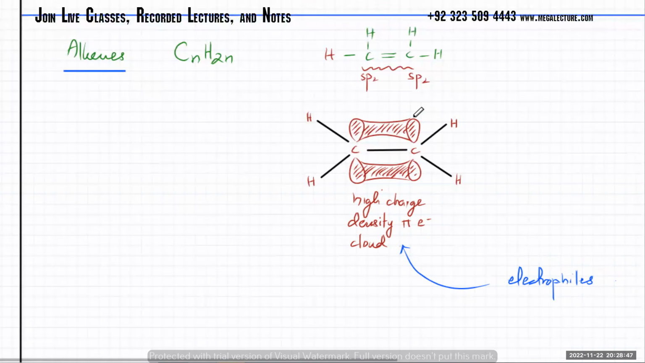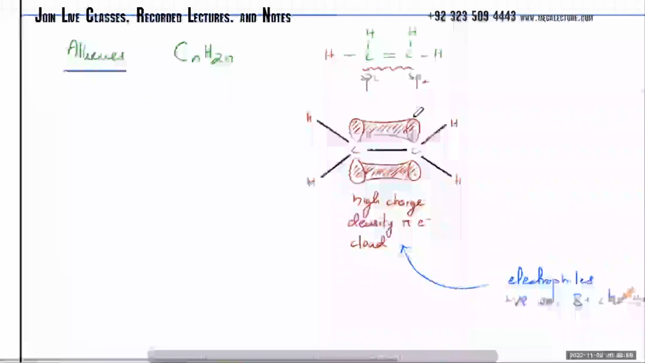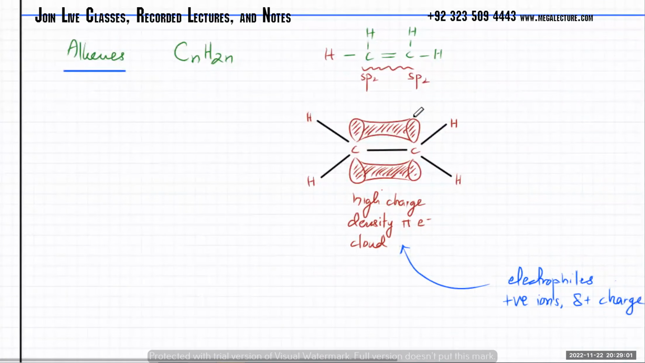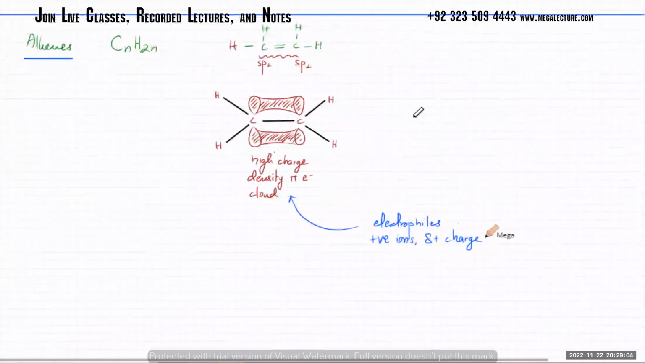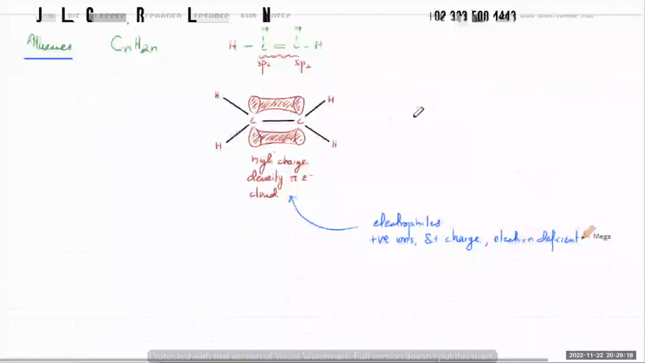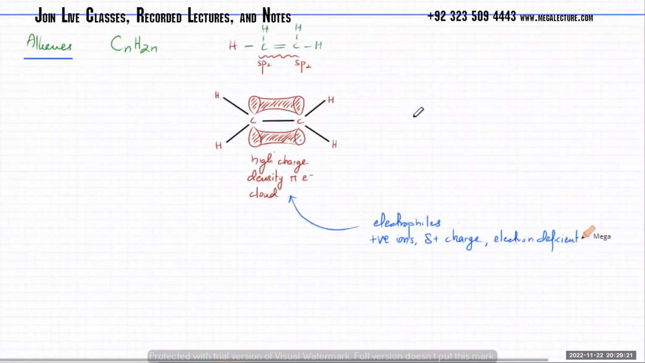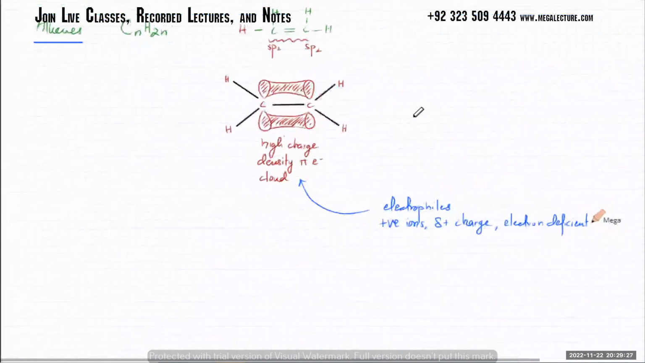They could be positively charged atoms, positively charged ions, or anything that's got a slight positive charge. Anything that's electron deficient, species that are in need of electrons. I mean, their outer shells are not complete, so they're attracted to electrons. So they would all be attracted to this high charge density pi electron cloud, this region where there's a lot of electrons present. Okay? Four electrons being shared over here.